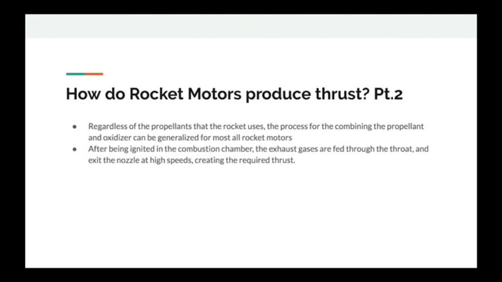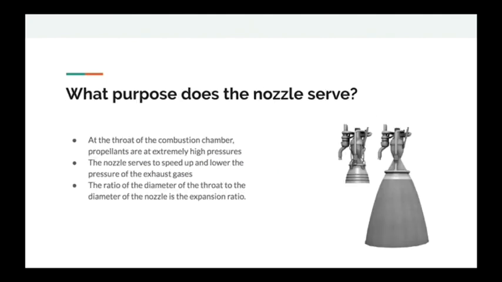So these propellants and oxidizers are ignited and then fed through the throat. The throat, as you recall, is a small diameter hole after the combustion chamber, and this makes the exhaust gases super high pressure and also speeds them up, and therefore they exit the nozzle at high speeds, creating the required thrust. Well, you may ask, what purpose does the nozzle serve?